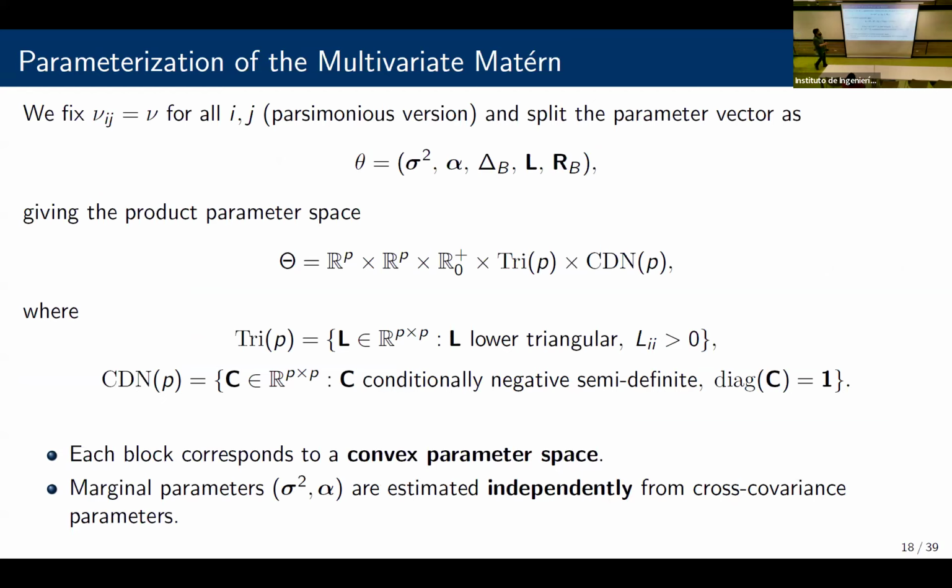If I stick to the parsimonious version of the model, which means that I fix the smoothness, then I have to estimate sigma squared, alpha, delta, L, and R. And L is what I call here psi. Each term lives in one of these spaces, so it's a product space. I have R^p, where sigma squared lives. I can write it in R^p because I can parameterize it in such a way that it is an exponential of something.